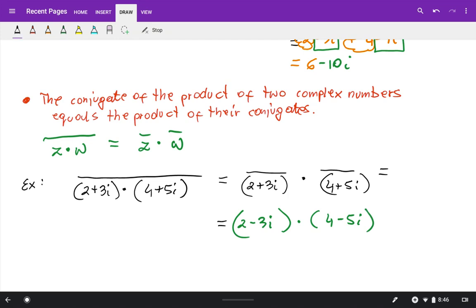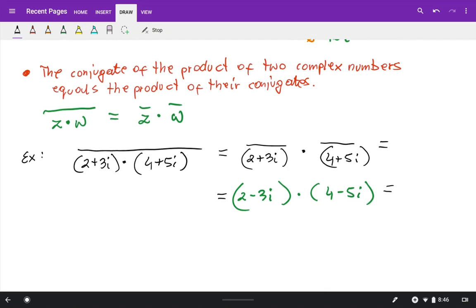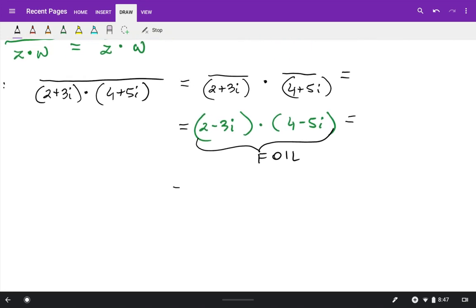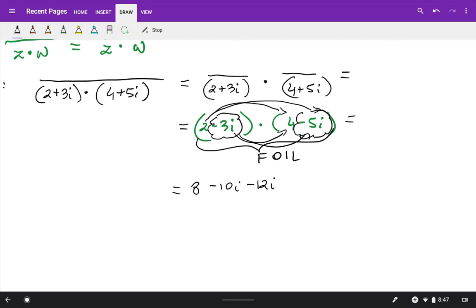And now what you need to do is just FOIL. We need to find the product, and we're going to do it by FOIL, multiplying each by each. So that will give us 2 times 4, which is 8, 2 times negative 5i, which is negative 10i, then negative 3i times 4, which will give you negative 12i, and negative 3i times negative 5i, so 2 negatives gives you a positive, we end up with 15 times i times i, i squared.